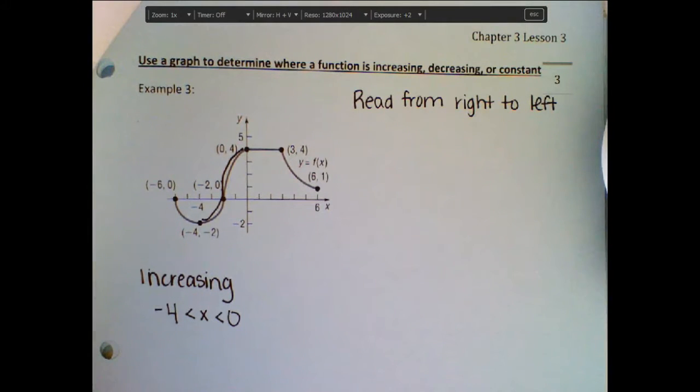We typically only have to use the x values. Okay, you only have to use those x values. All right.